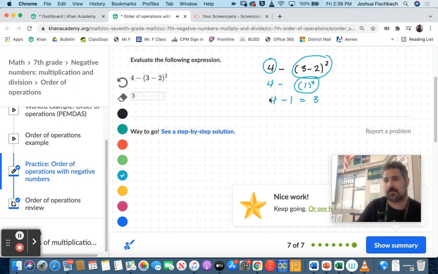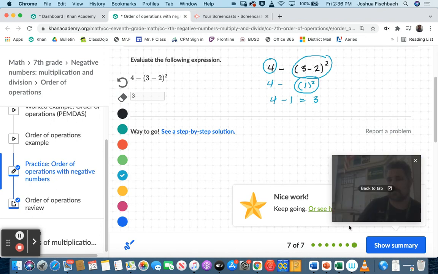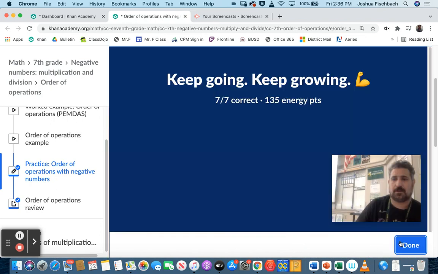And that's how you do these problems. Just go one step at a time. Use your circling term method if you like, and then PEMDAS within each of the terms. All right, I hope that helps.